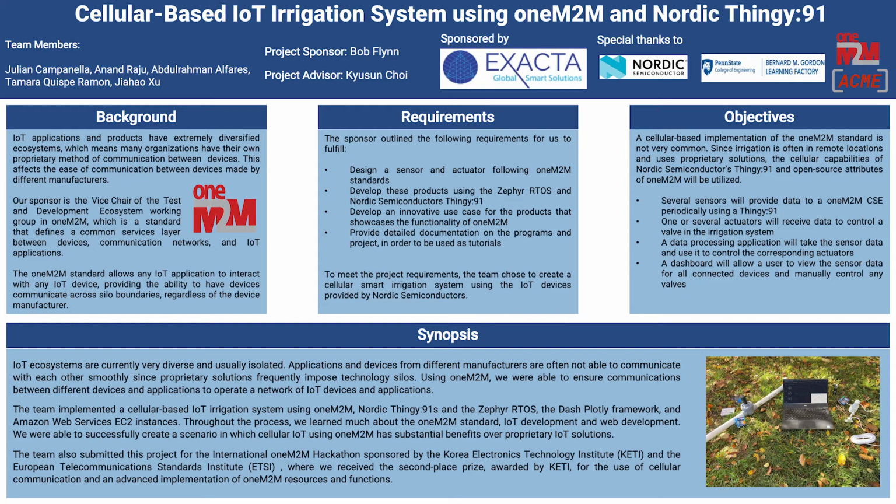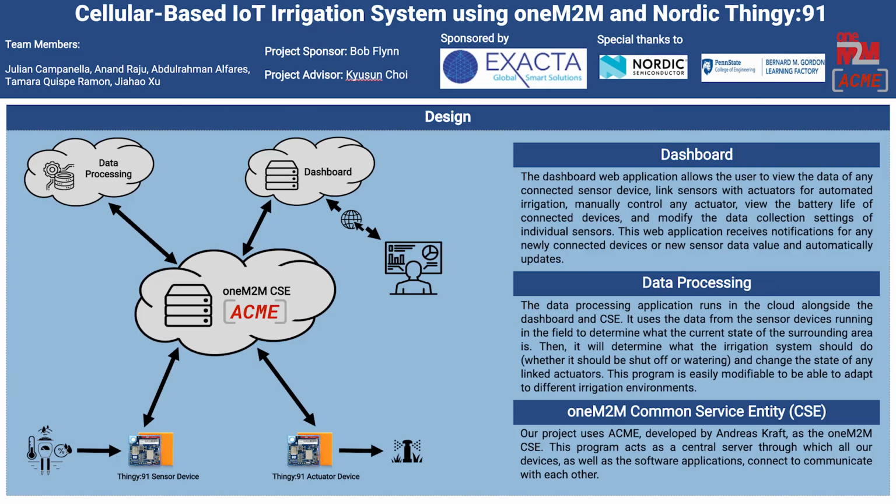This includes several sensors that provide data to a central CSE or server, one or more actuators that receive data to control the watering in the irrigation system, a data processing application that takes the sensor data and determines what the irrigation state should be, and a dashboard that will allow a user to view sensor data, manually control valves, as well as much more functionality.